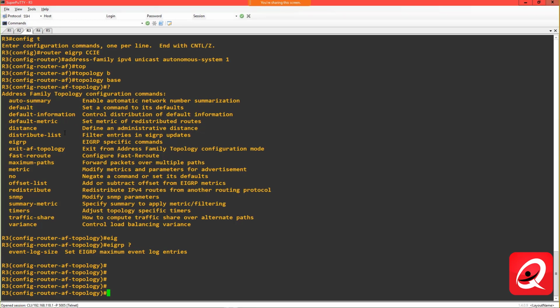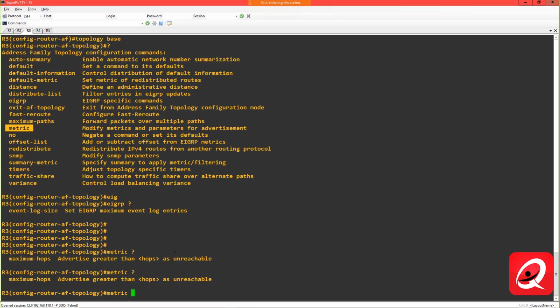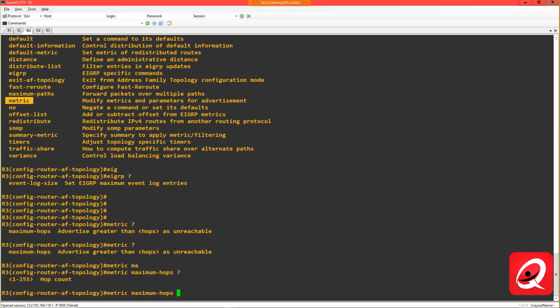Sorry, what is the metric option, sir? Metric is used for when you're actually setting the metric for. So if I say metric, yeah, maximum hop. That's like the maximum diameter of an EIGRP domain, and then also default metric is for redistribution. But there was a way.